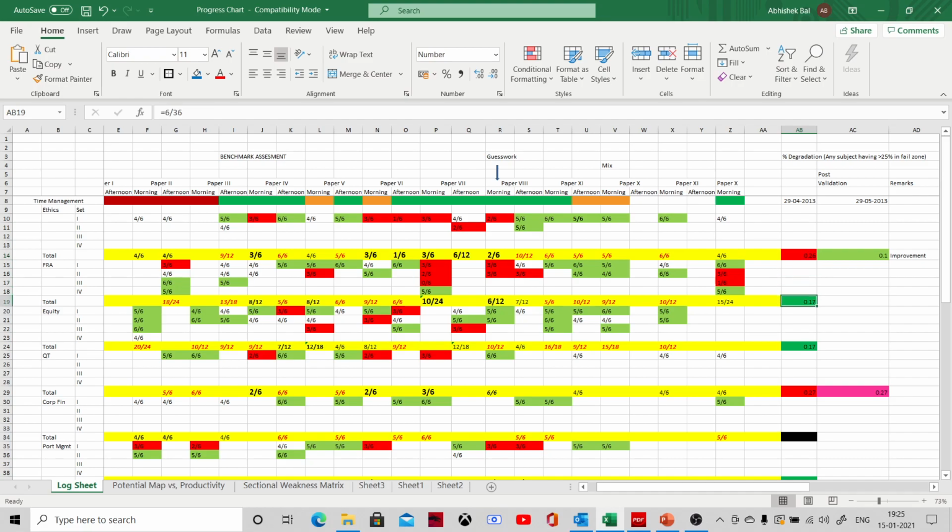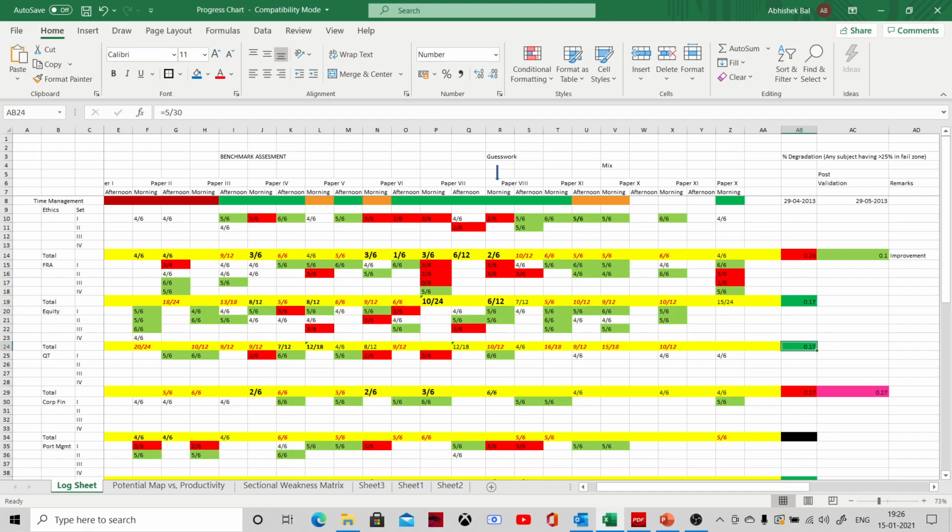When it comes to FRA, I have done pretty well. There are no item sets amounting to a total of 25%. If I click on this cell, you will see that there are 36 item sets across the 11 papers that I have taken of financial reporting and analysis, of which 6 item sets were the ones wherein I scored 50% or less. Now 6 item sets out of 36 amounts to 17%, which is less than 25%. Hence, it has been colored in green.